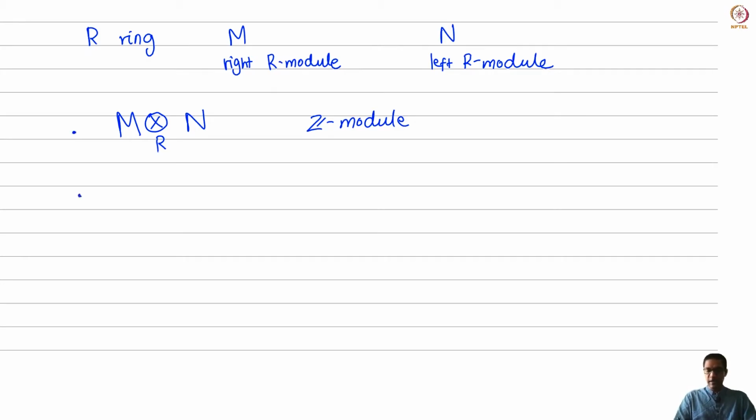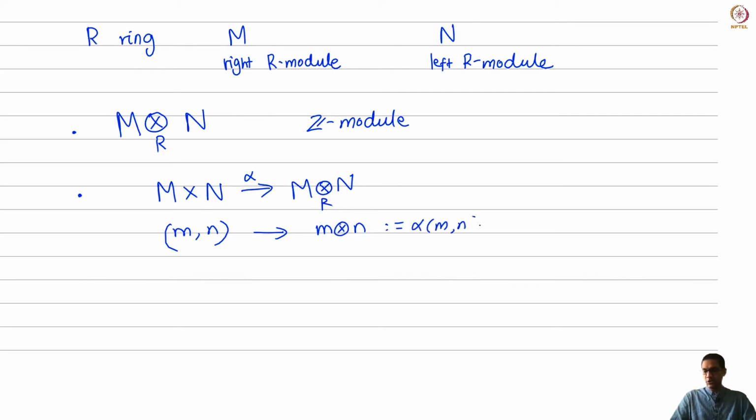Recall also the key fact that we used while constructing this tensor product: there is an important map from M cross N to the tensor product, which we called alpha, which takes each pair (m, n) to a certain element alpha of (m, n), and the notation for that element was m tensor n. This was just notation for the image of (m, n) under the map alpha. And the key point about such elements is that not all elements of M tensor N can be written in this form. The image of alpha is not all of M tensor N, but it's rather close, meaning the span of these over Z will give you everything in M tensor N.